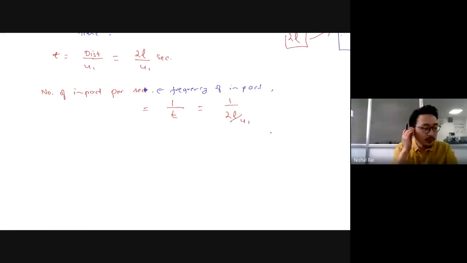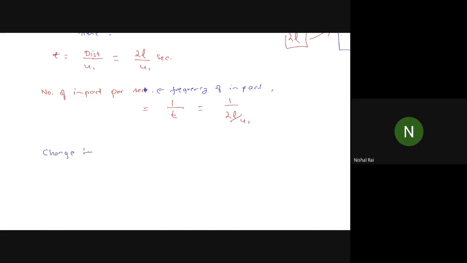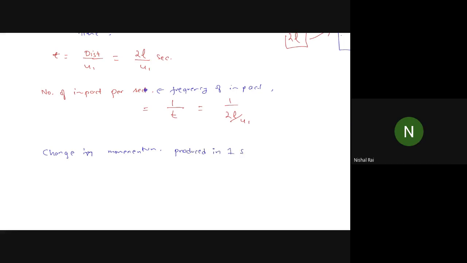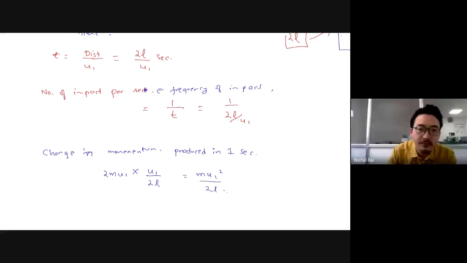So your change in momentum produced in 1 second due to impact of the molecule will be how much? Whatever momentum we had, we have to multiply with the impacts per second, which is u1 by 2L. That gives m u1 square divided by 2L. Is it clear? So this is the change in momentum in 1 second. We basically multiplied by your frequency.